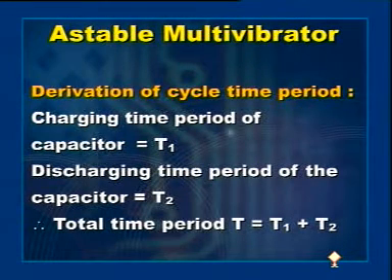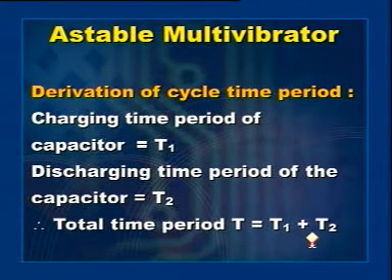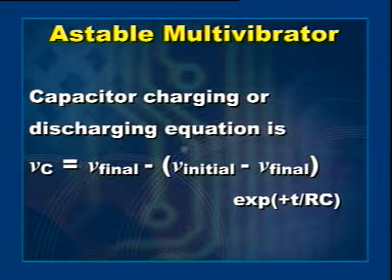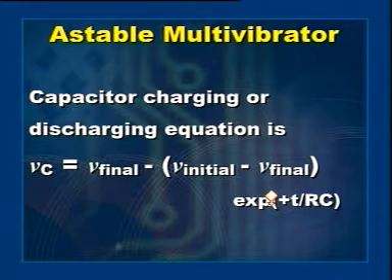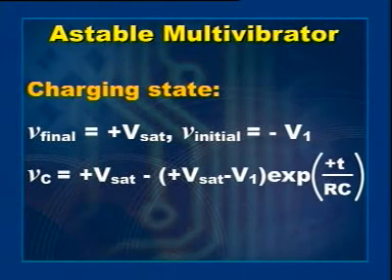The total cycle time period t is given by t equal to T1 plus T2, where T1 is the charging time period of the capacitor and T2 is the discharging time period of the capacitor. The capacitor voltage changes as per the equation Vc equal to V final minus (V initial minus V final) into exponential of minus t by RC. Now, let us consider the charging state. Here V final equal to plus Vsat, V initial equal to minus V1. Therefore, Vc equal to plus Vsat minus (plus Vsat minus V1) into exponential of minus t by RC.